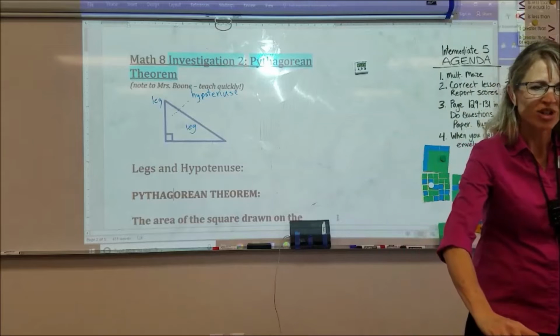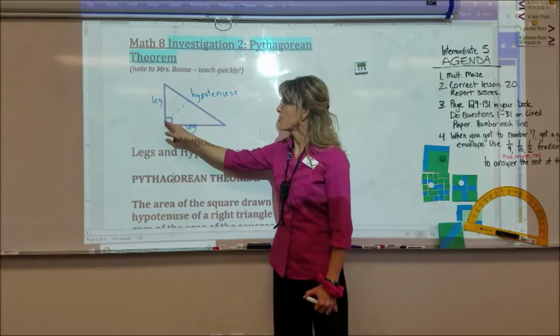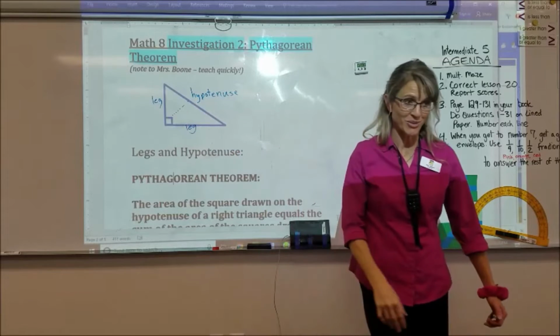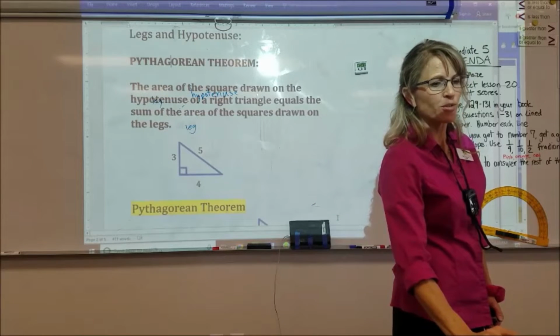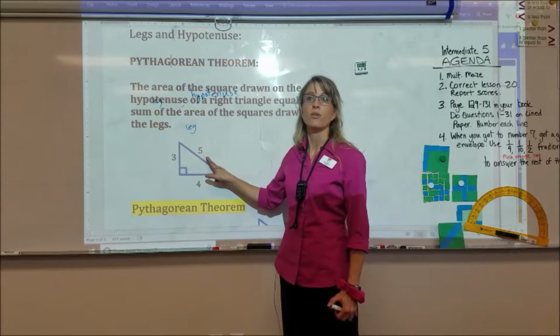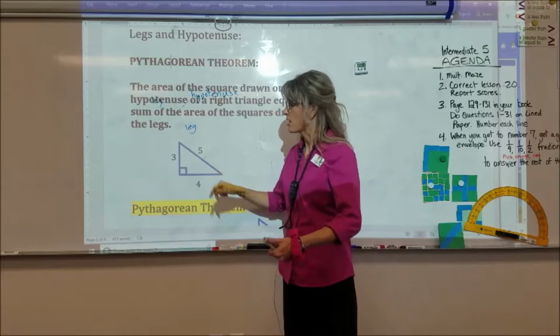Investigation 2. So we're going to talk about legs and hypotenuse. Legs make up the right angle. The side opposite the right angle is called the hypotenuse. And so the Pythagorean theorem says if you square each leg and add them together, it adds up to the length of the hypotenuse squared. So we're going to try that.